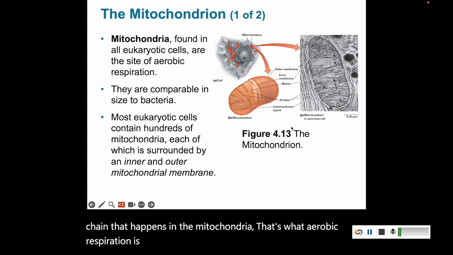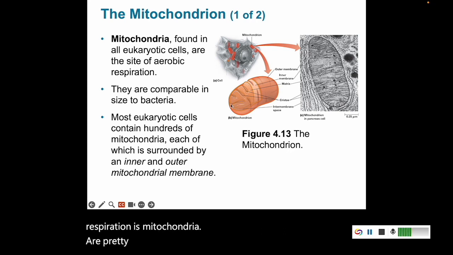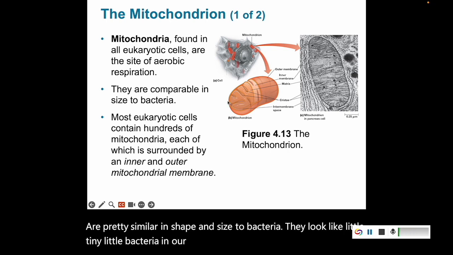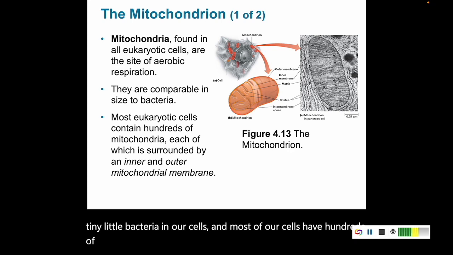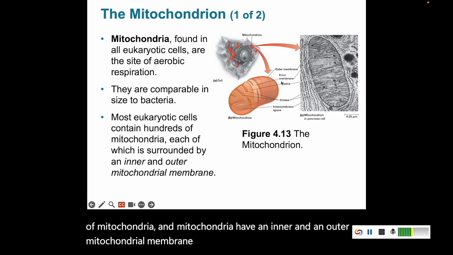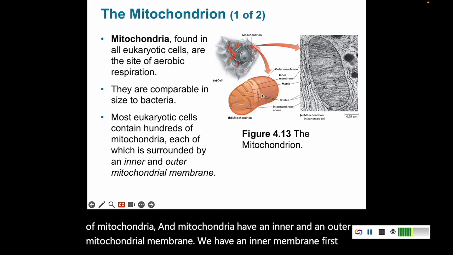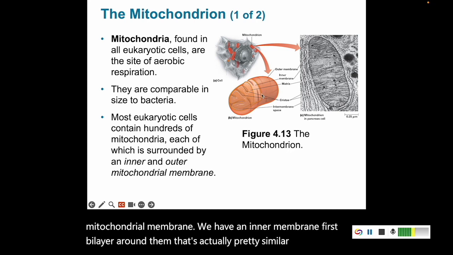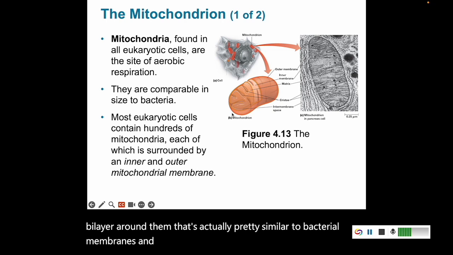Mitochondria are pretty similar in shape and size to bacteria. They look like tiny little bacteria in our cells. And most of our cells have hundreds of mitochondria. Mitochondria have an inner and an outer mitochondrial membrane. We have an inner membrane, the first bilayer around them, that's actually pretty similar to bacterial membranes. And then an outer mitochondrial membrane that's a little bit more similar to our eukaryotic membranes.